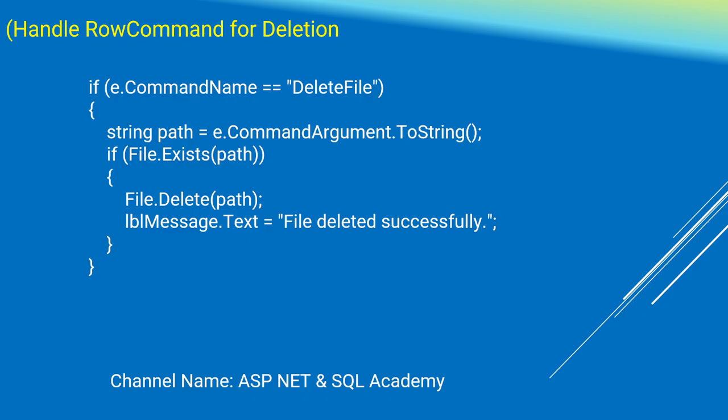To prevent accidental deletion, add a confirmation dialog using the OnClientClick attribute. It shows a browser prompt before the delete action executes.